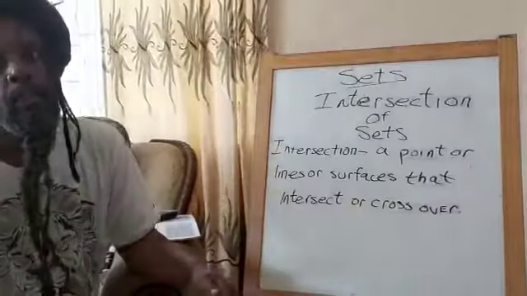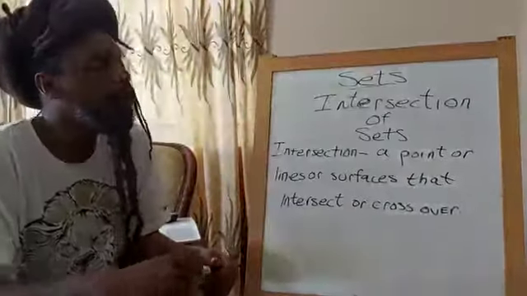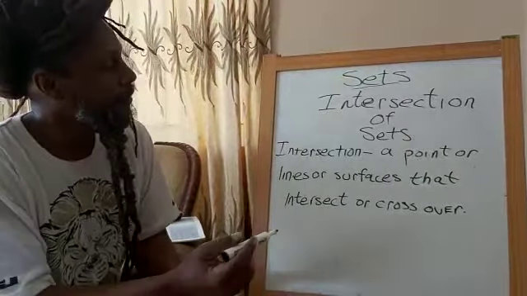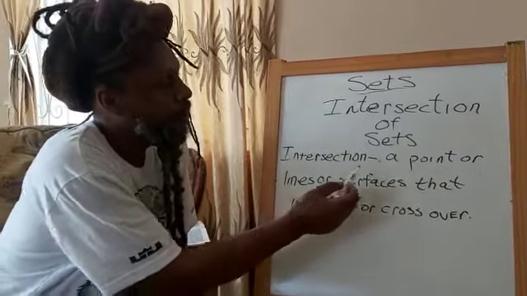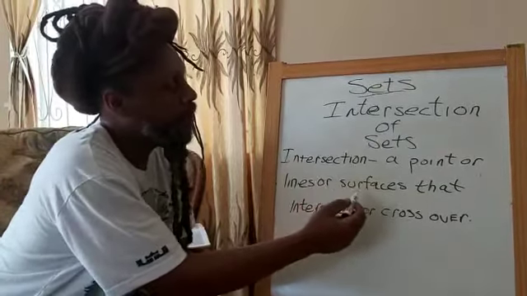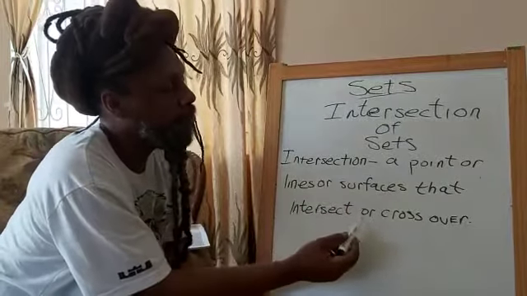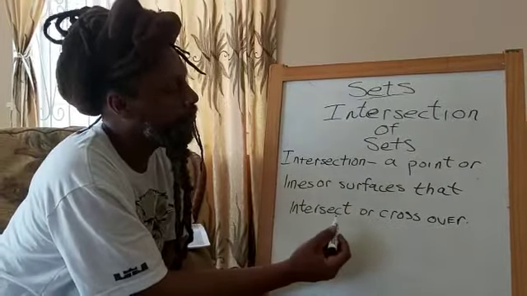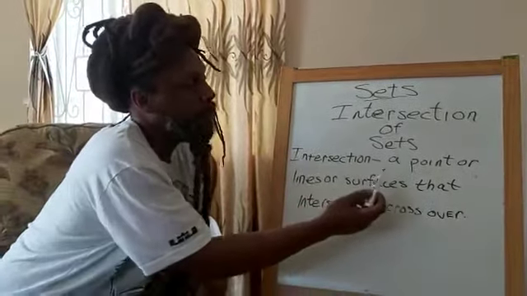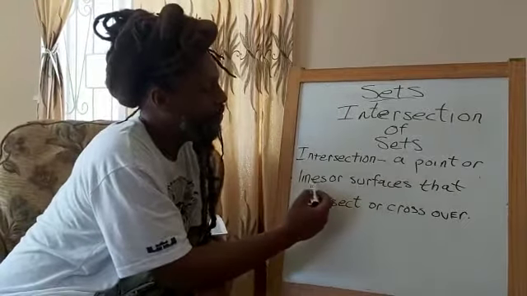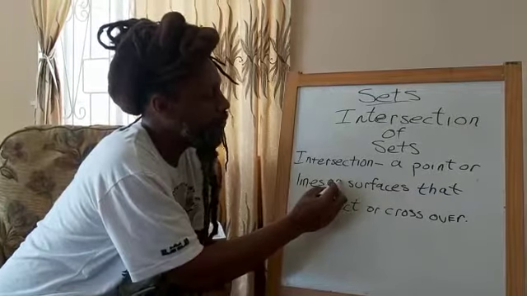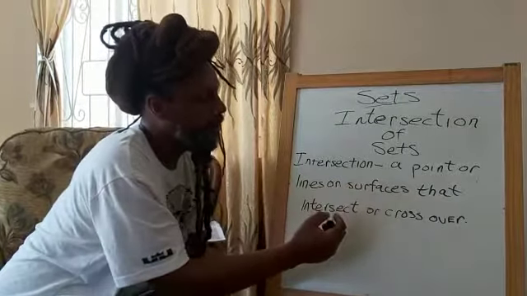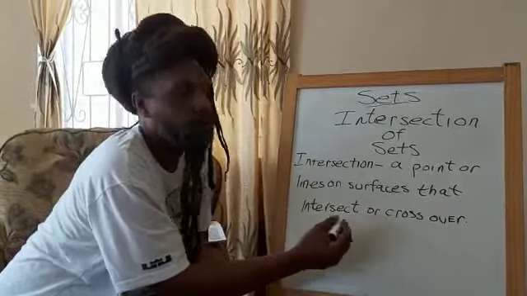Intersection. The meaning of intersection: a point or line, a point or lines or surfaces that intersect or cross over. Intersection, a point or lines or surfaces that intersect or cross over.